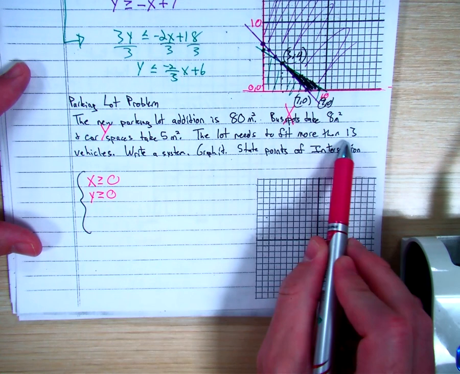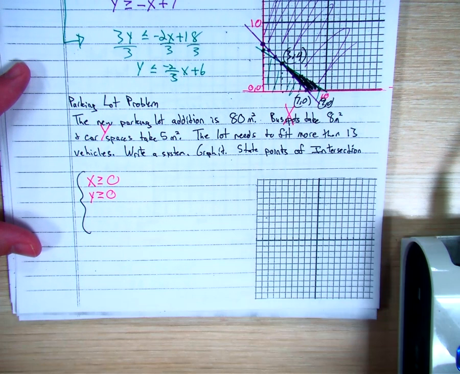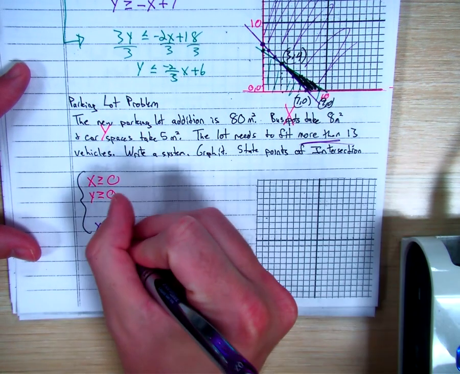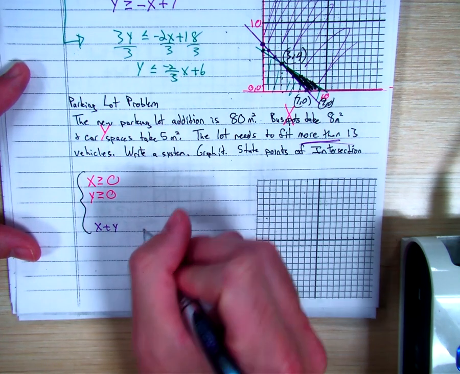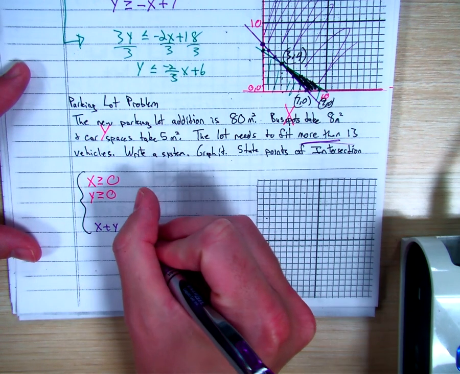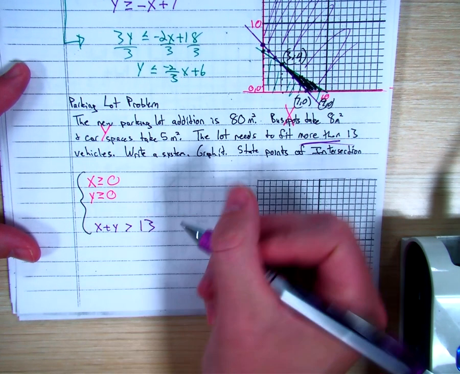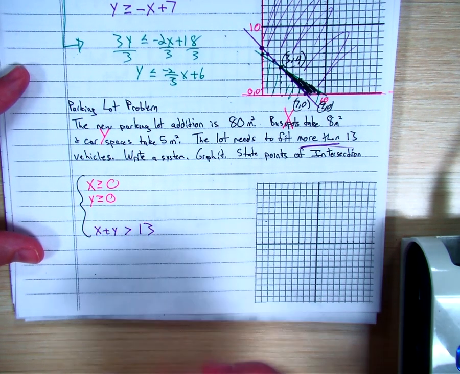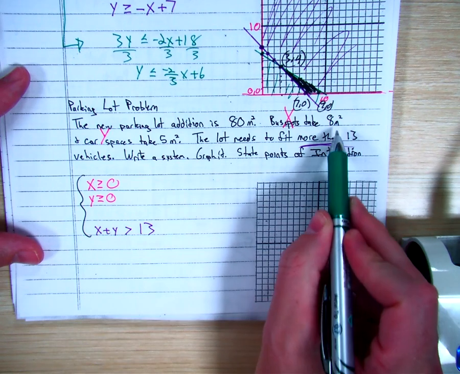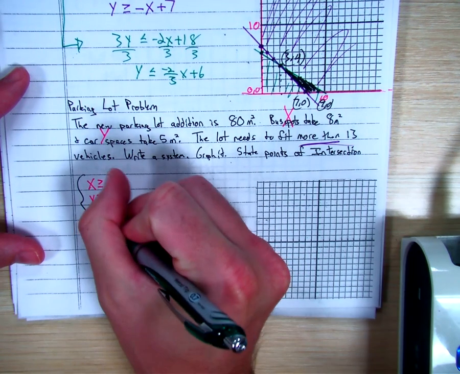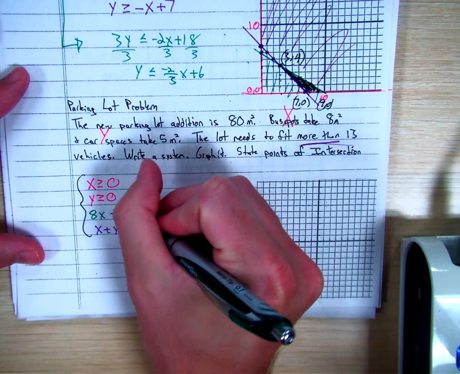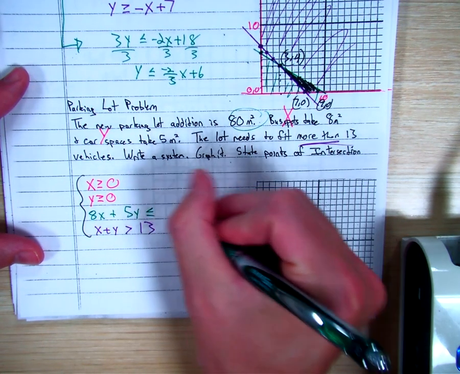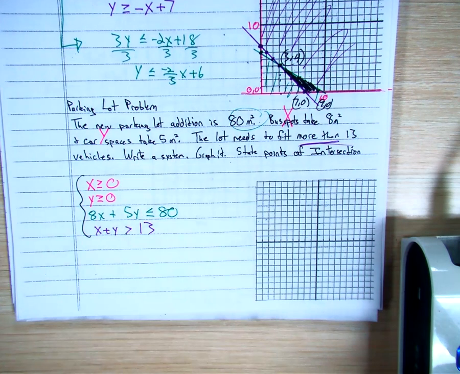The lot needs to fit more than 13 vehicles. More than, that's different. More than, so not greater than or equal to, just straight up more than, greater than 13. So that's going to be a dotted line, and we'll talk about that in a minute. Space 8x plus 5y, and we have 80 square meters, less than or equal to 80. Can't go over 80 meters, that's all we have.